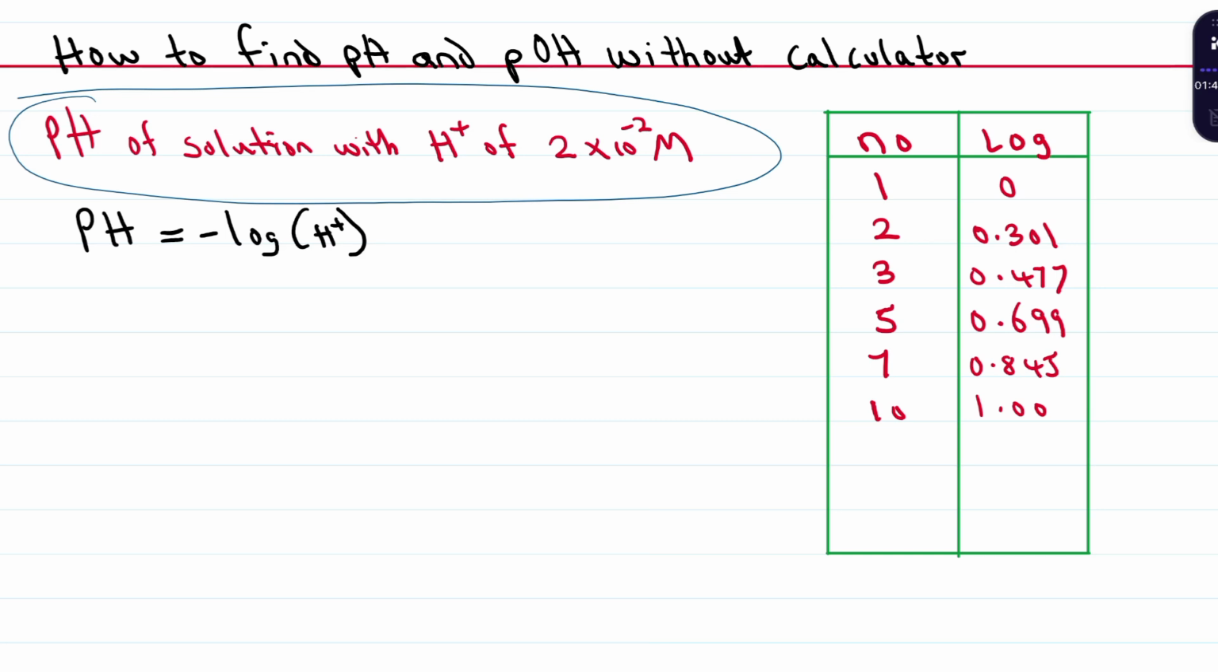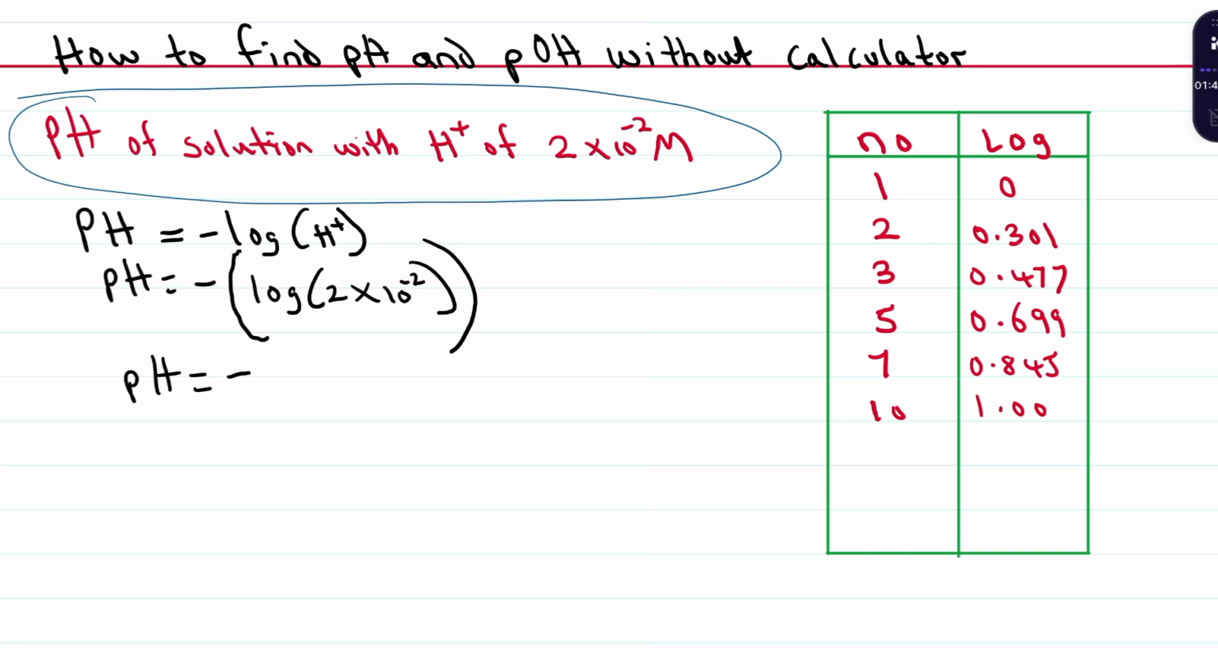Now, remember that we have our logarithm here and we have our H also. Our pH will be equal to minus a big bracket, then log of our H plus. Our H plus is 2 times 10 raised to the power minus 2. Then we put a bigger bracket. According to the laws of logarithm, this will automatically become log 2 plus log 10 to the power minus 2. So this is very easy.